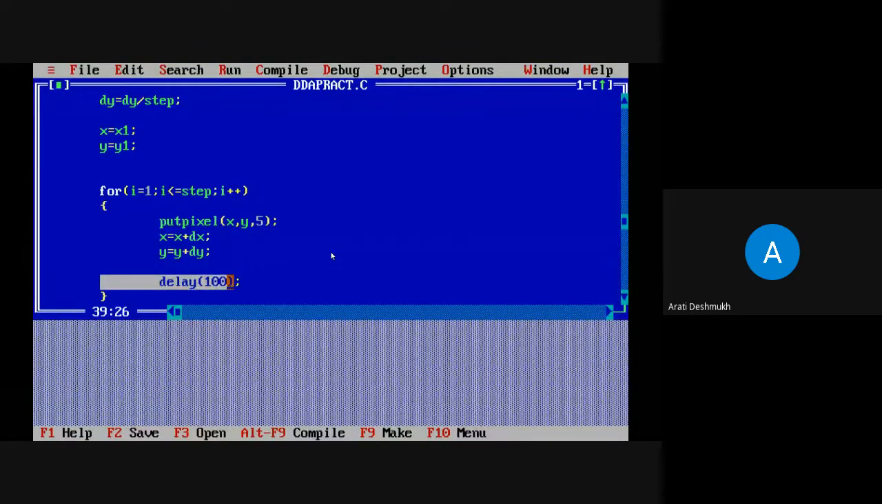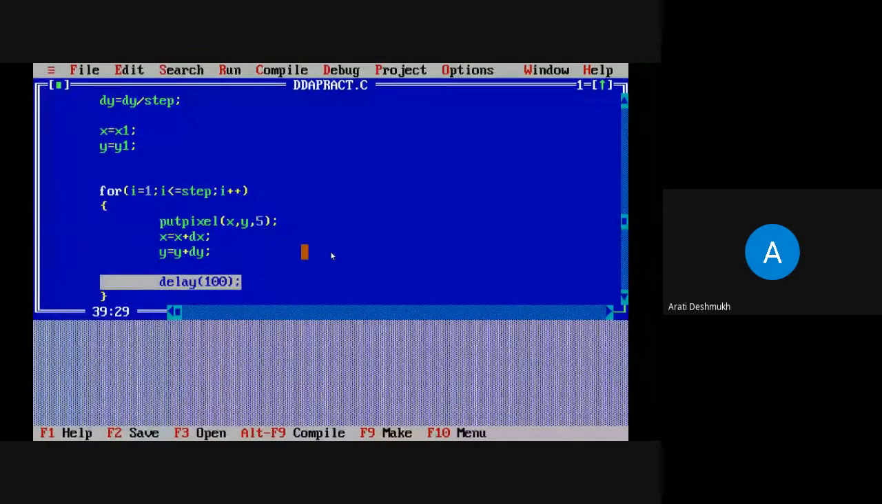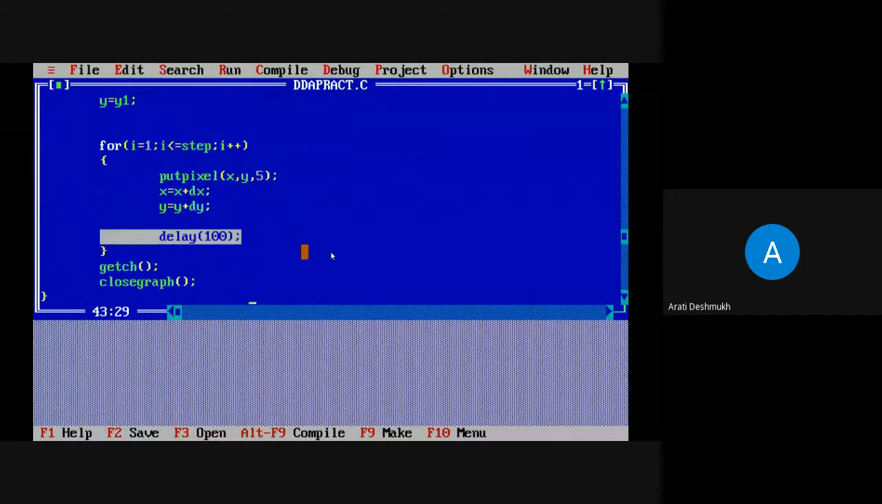We are using the delay function, so that whatever pixels we are plotting, we can see properly. So we are using delay 100. Lastly, there is getch and closegraph.